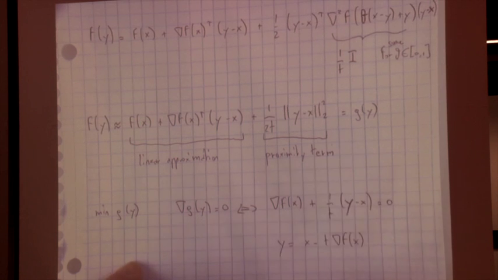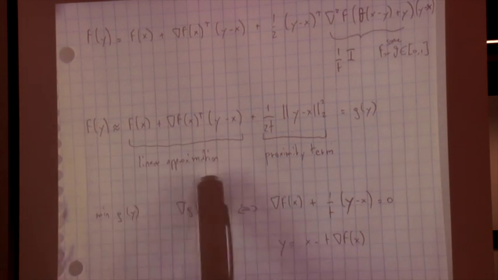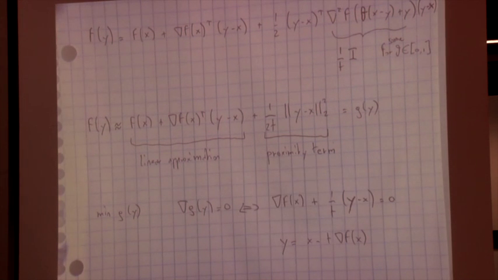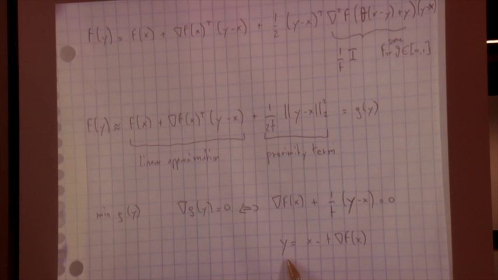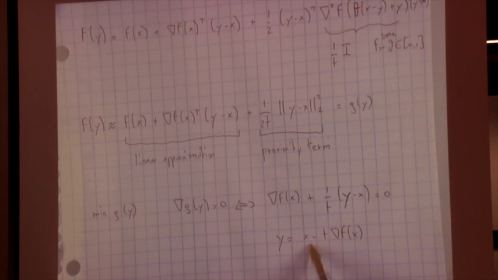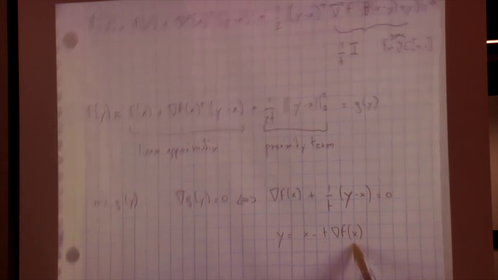of f at x. So this is basically saying that what gradient descent is doing is you're approximating your function f by a linear piece plus a quadratic penalty. You're minimizing over that approximation, and the optimal new position is going to take this form. It's going to be the point where you were before, plus a step of size t in the direction of the negative gradient.